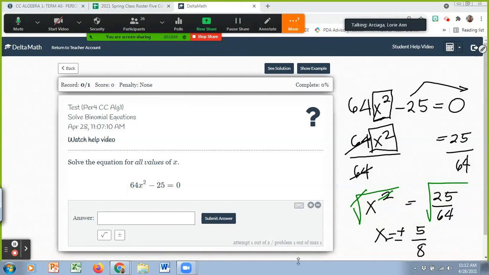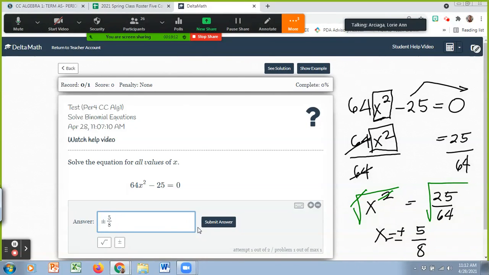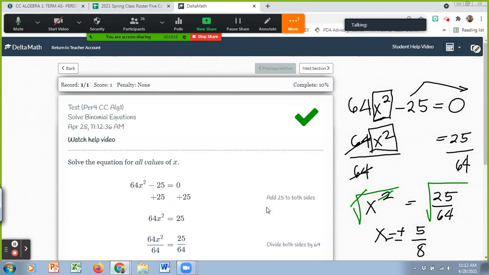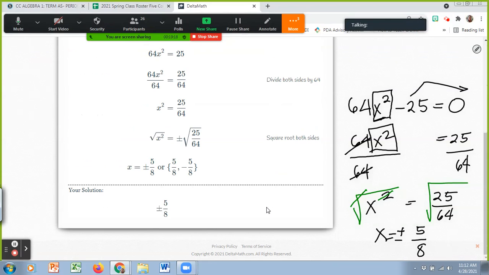So how will you answer this? You see the plus or minus right here? You click on that, and then you put 5/8. And then submit answer. Like yes. There you go. That's how you do it.